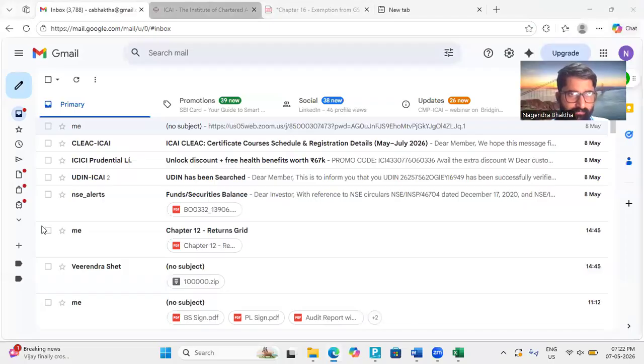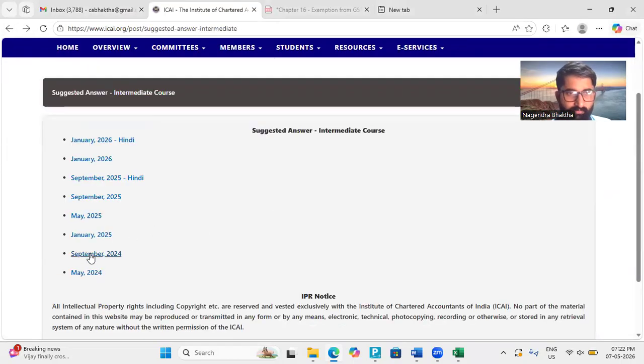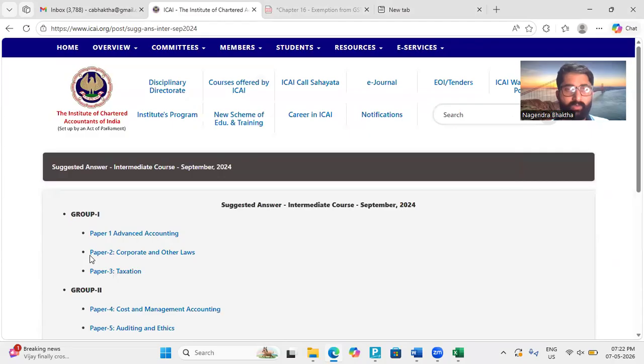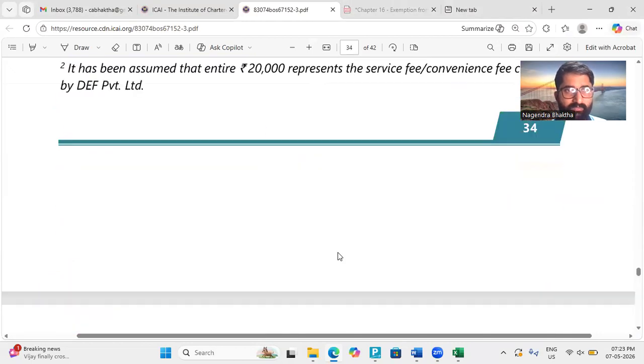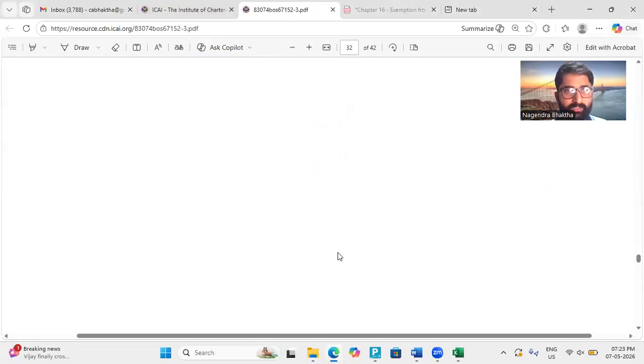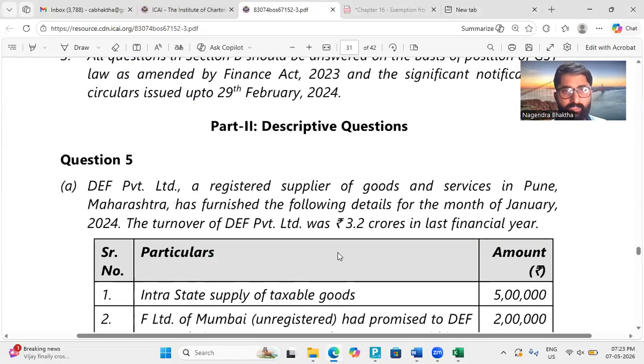Here, I think we have solved already. We have solved the compulsory question of May 2024. We'll see the question from September. Correct, this is September 2024. As usual, we'll go to the compulsory question. Question number 5 will be the compulsory question in GST. Yep, this is the question.